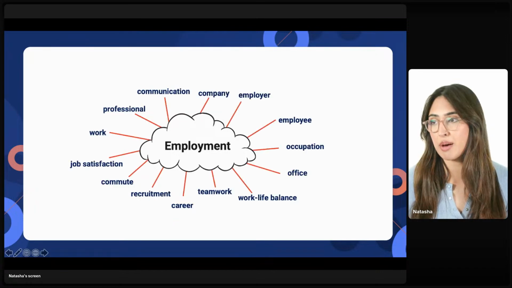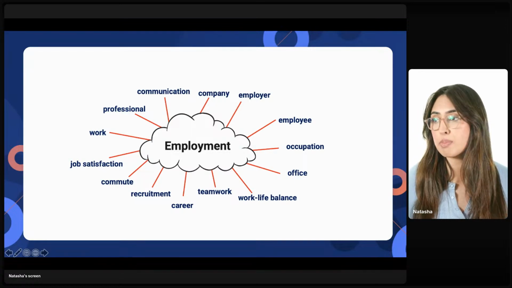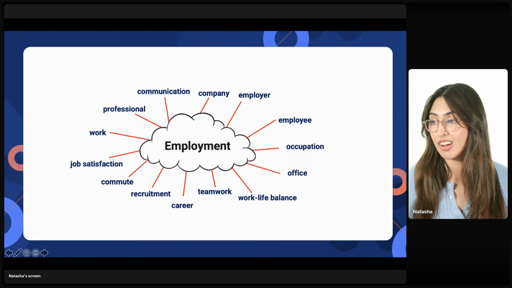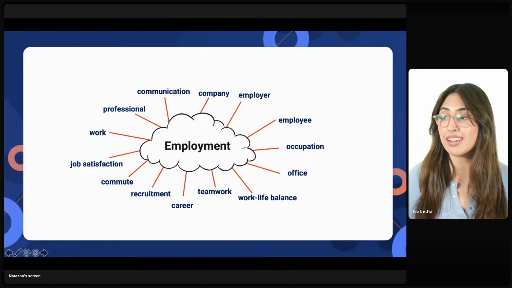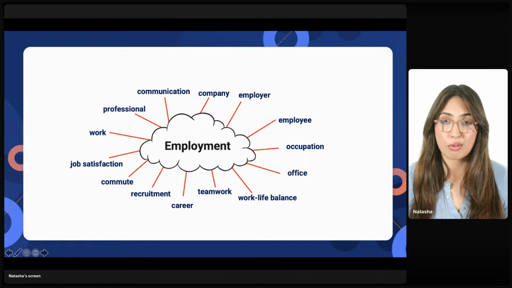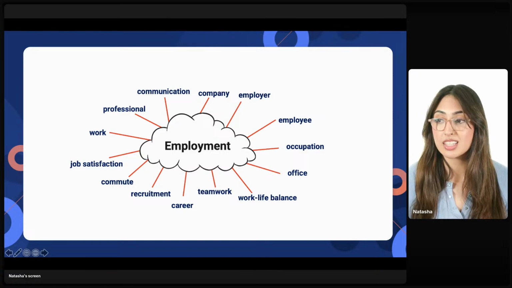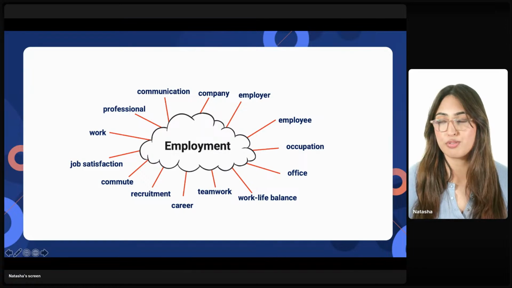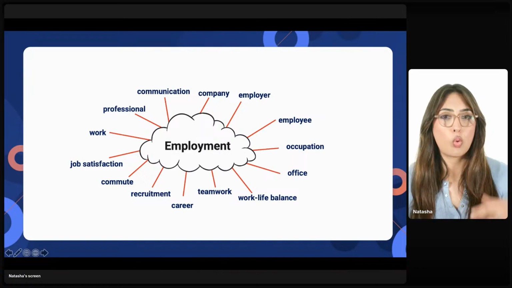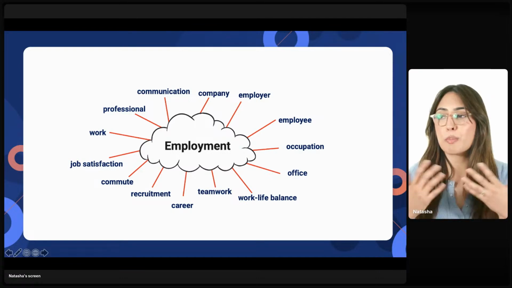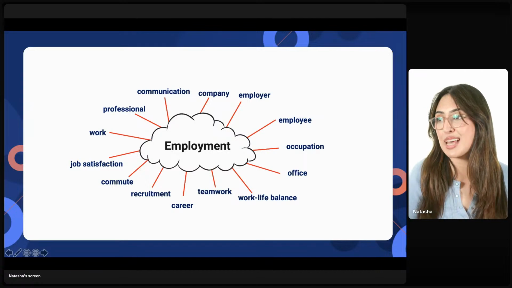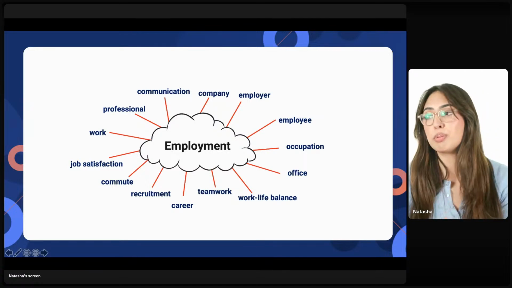Here are some of them. I'll read through the vocabulary that I came up with. Communication, company, employer, employee, occupation, office, work-life balance, teamwork, career, recruitment, commute, job satisfaction, work, and professional. You can kind of see that once you come up with one word for a particular topic, it helps you branch off and come up with other words. For example, like going from employer to employee.